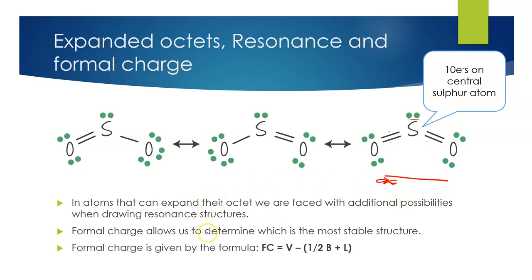When we look at this, formal charge is the way that we can determine which will be the most stable structure, and therefore the one we're most likely to see, remembering that with molecules they will generally tend towards the most stable arrangement. So formal charge is given by this formula here. Formal charge is equal to the valence electrons minus half the bonding electrons plus the lone pairs. Make sure you write this one down. This is a formula that is not given in your data booklet. You do need to memorize it.